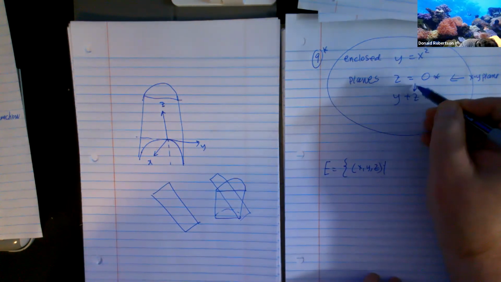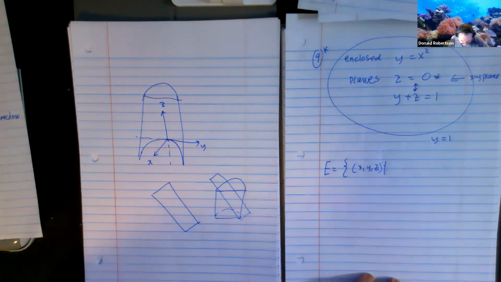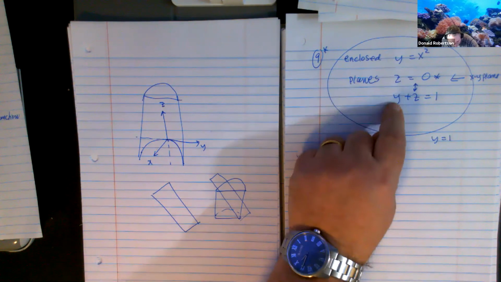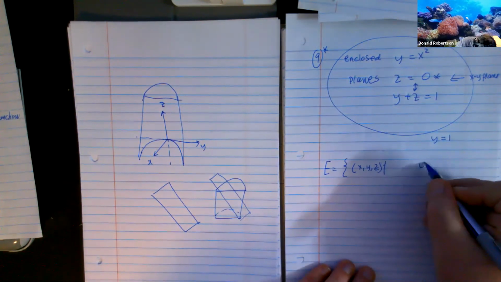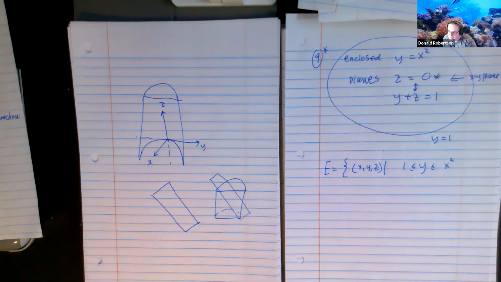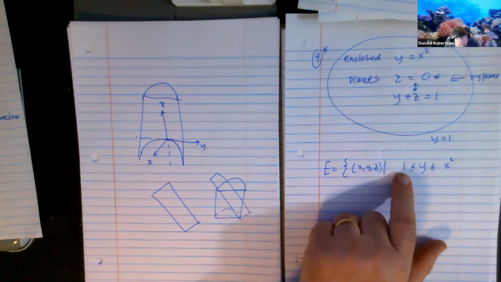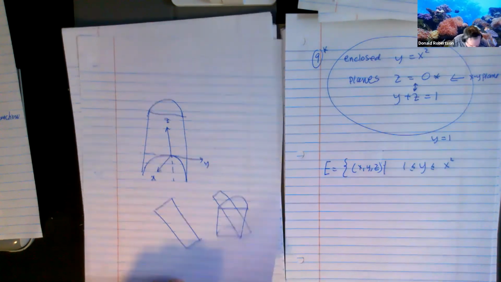If you put these two pieces of information together, doesn't that tell you that y is 1? Where does z equals 0 meet y plus z equals 1? Well, they meet when you intersect these two equations. So you put 0 in here, you get y equals 1. I now know what y is. So in my shape here, y goes from 1 to x squared. So get that darn picture out of the way. That's a good start.